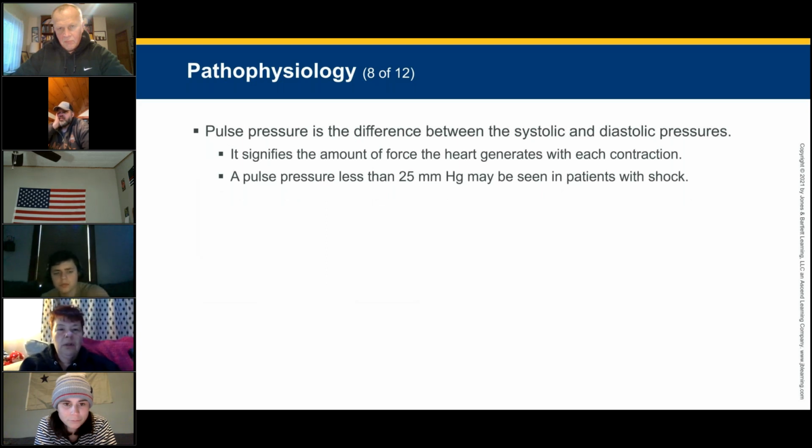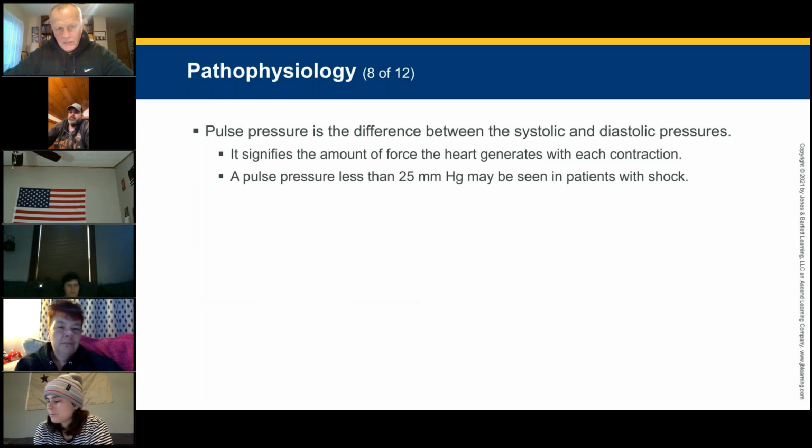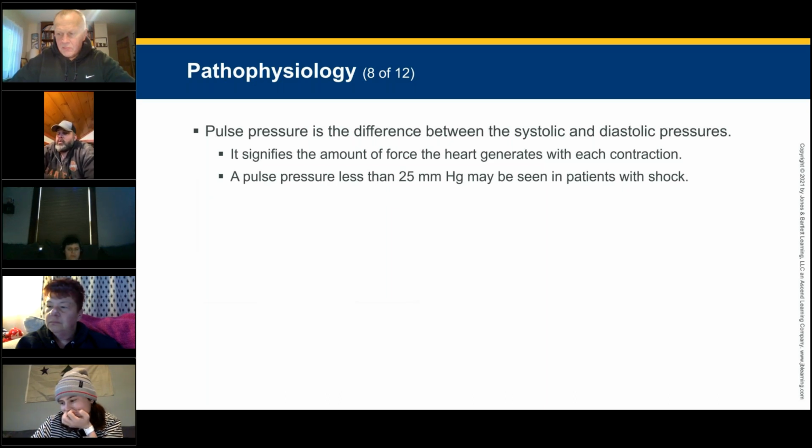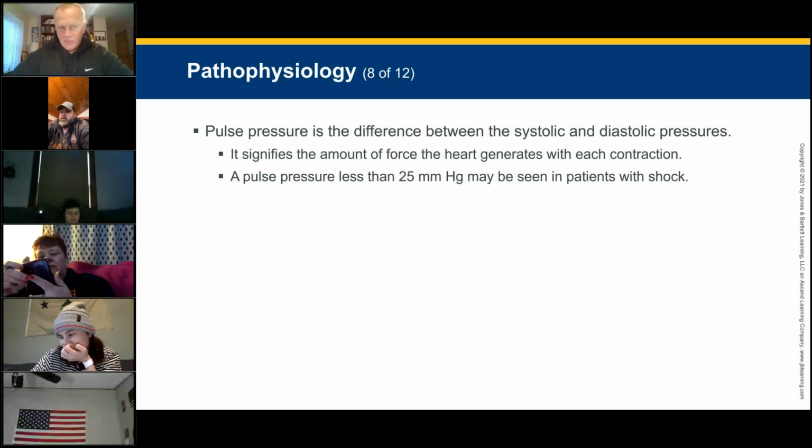The pulse pressure is the difference between the systolic and the diastolic pressures. Systolic subtracted from diastolic is your pulse pressure. Your pulse pressure signifies the amount of force that the heart generates with each contraction, and a pulse pressure less than 25 millimeters of mercury may be seen in patients that are in shock.